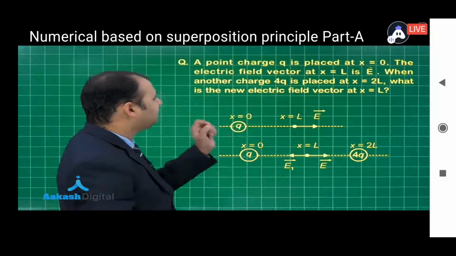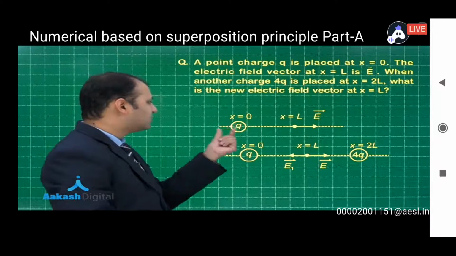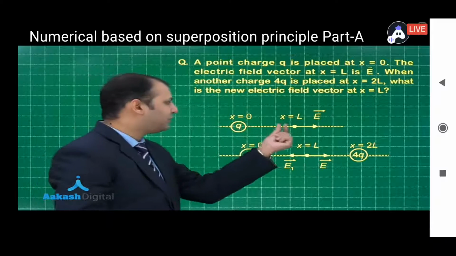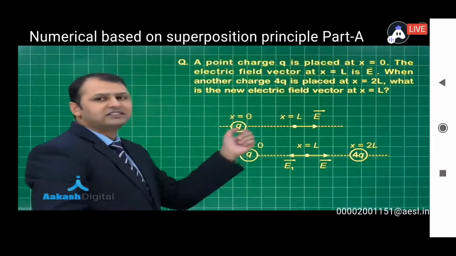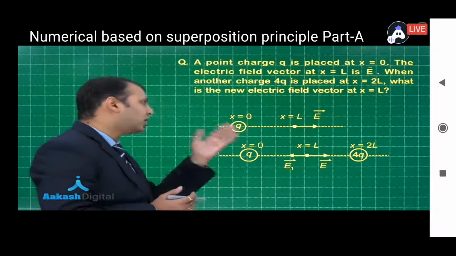The electric field vector at x equals L is E. You can see in this diagram there is a charge placed at the origin and a point P lying at a distance L. There is an electric field E which exists there due to this charge.